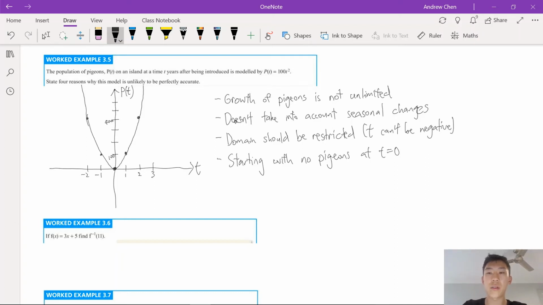So t equals 0 is always our starting point or initial point. And if we sub in 0 for t, we're going to get 0 for p of t. So it's saying that we're starting with 0 pigeons. That doesn't make sense, because if you're starting with 0 pigeons, how can you all of a sudden have pigeons? Right? Magic. Boom. Okay, so 4 reasons there why this model may not be perfectly accurate. You can come up with many more as well, I'm sure.